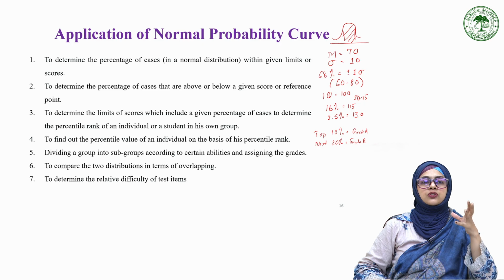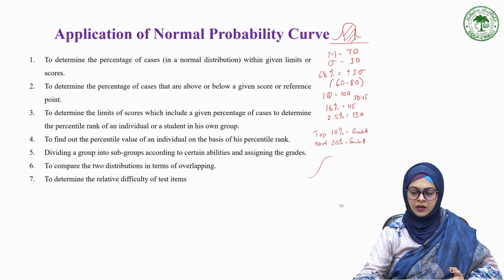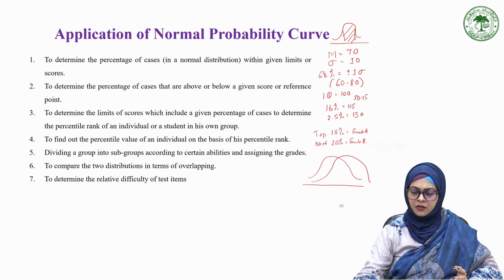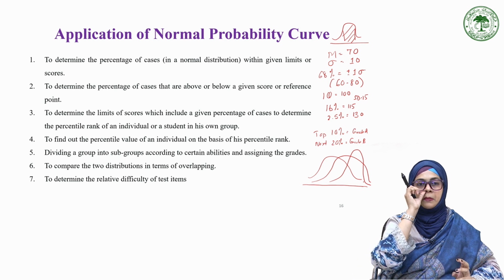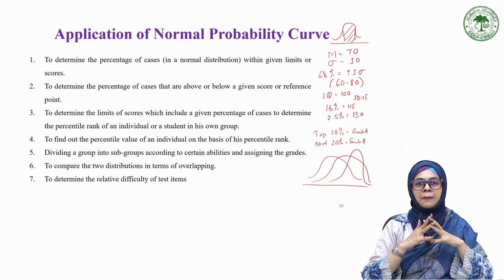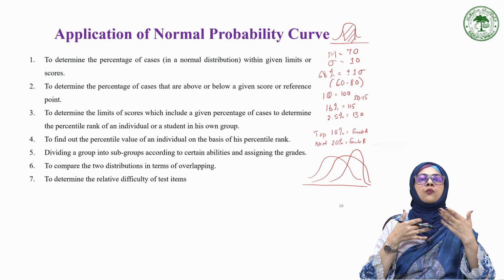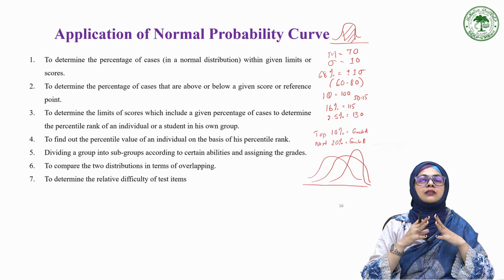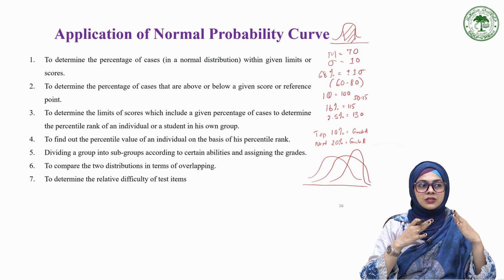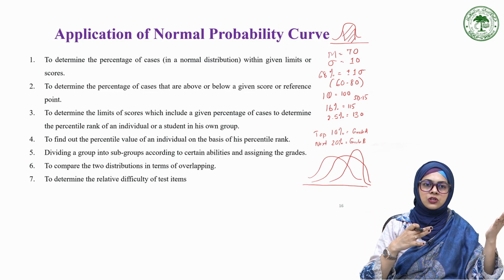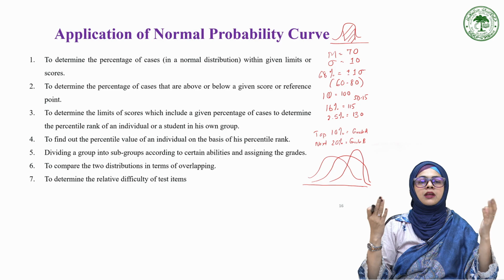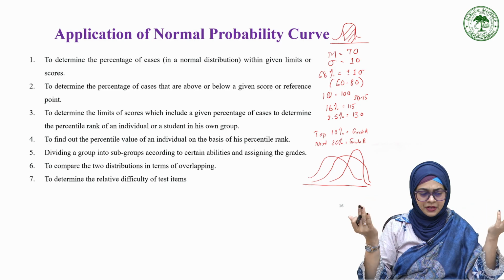Then to compare two distributions in terms of overlapping. Sometimes NPC also helps visually, and two or more than three normal probability graphs can be compared in terms of overlapping. Just by looking at the visuals we can understand what kind of trend is being followed, how many outliers there are, or whether it is negatively skewed or positively skewed. All that can be easily compared if we have more than one NPC as well.